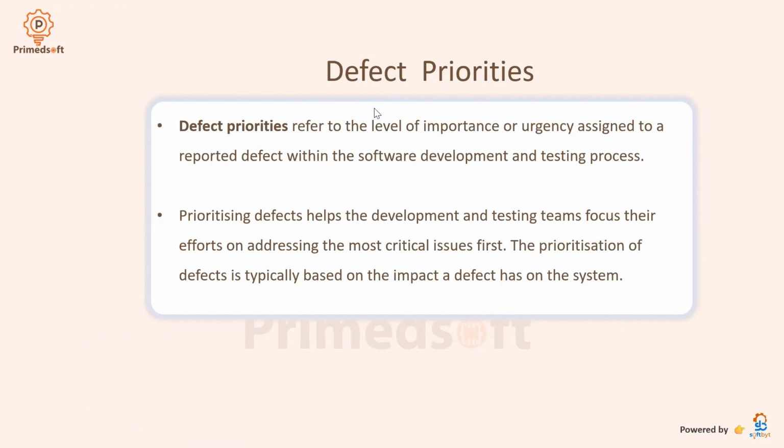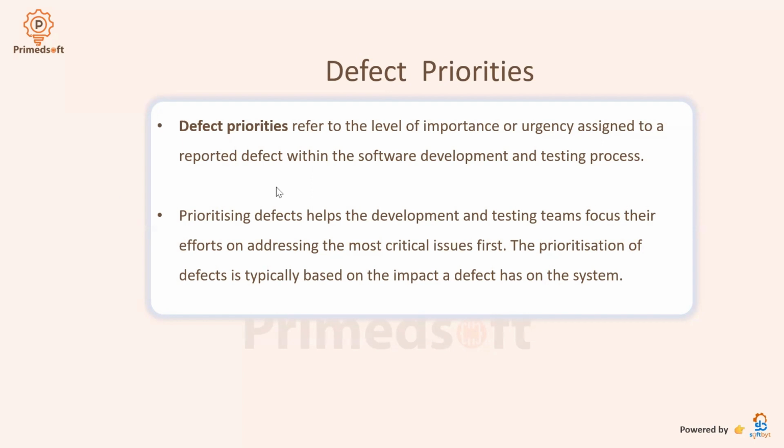Okay, so the next one is the deferred priorities. I briefly mentioned the deferred priorities in the previous slide, but let's look at it in depth. Deferred priority refers to the level of importance or urgency assigned to a reported defect within the software and testing process.